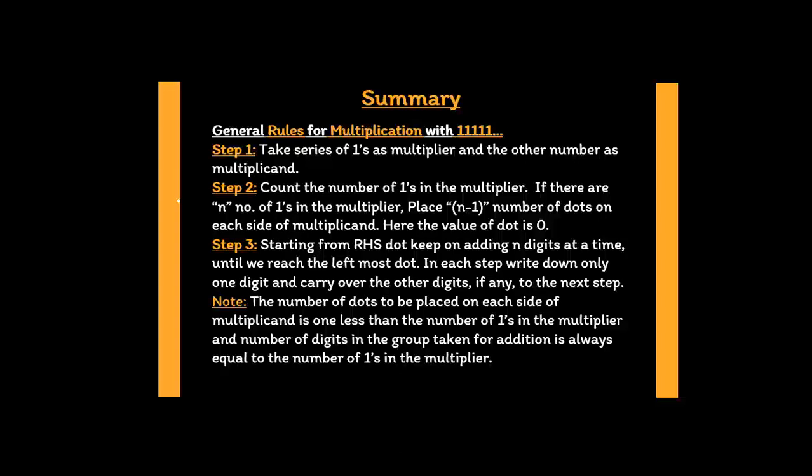Here it is important to go through this note. The number of dots to be placed on each side of the multiplicand is 1 less than the number of ones in the multiplier, and the number of digits in the group taken for addition is always equal to the number of ones in the multiplier. So please go through the rules once again. You can pause the video and go through the rules once again.